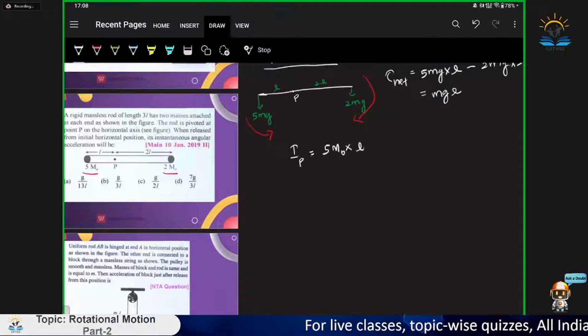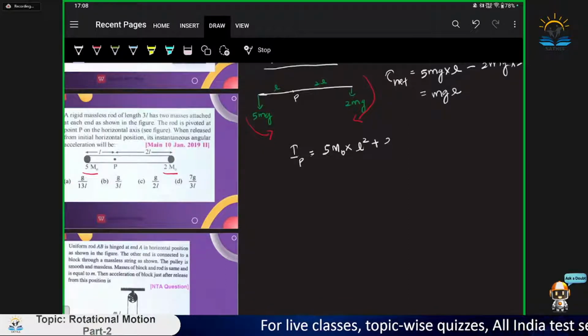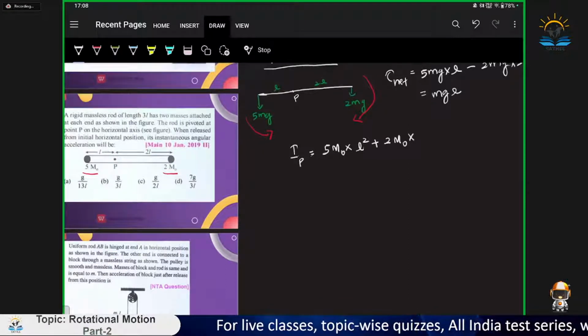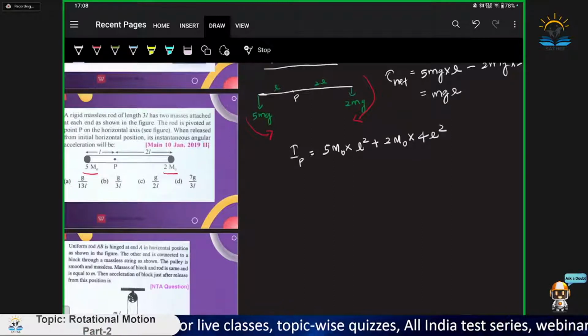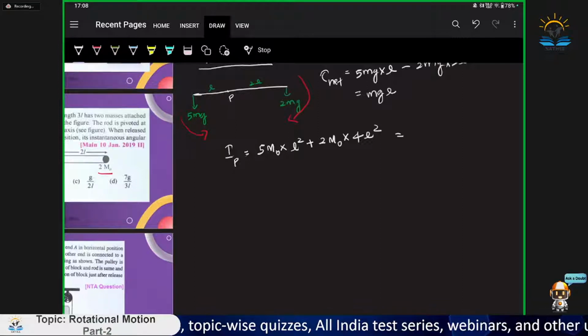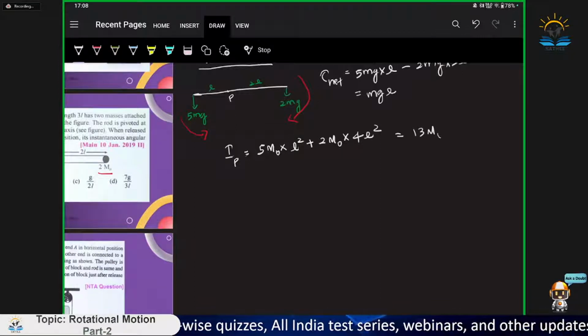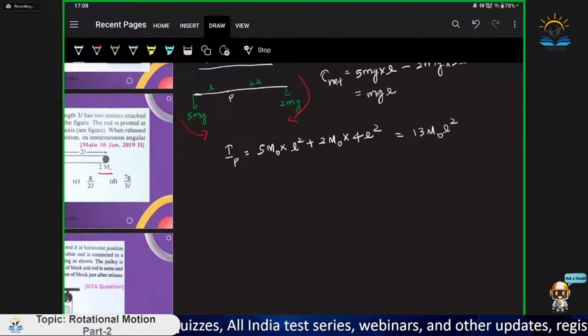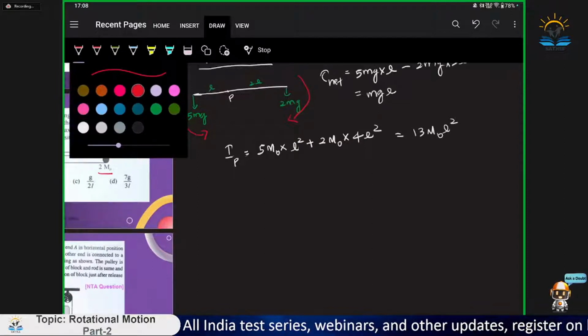5m0 into L square plus 2m0 into 2L square, that is 4L square. This will be how much? 5m0L square plus 8m0L square, that is 13m0L square. Okay, so we got I, we got tau.